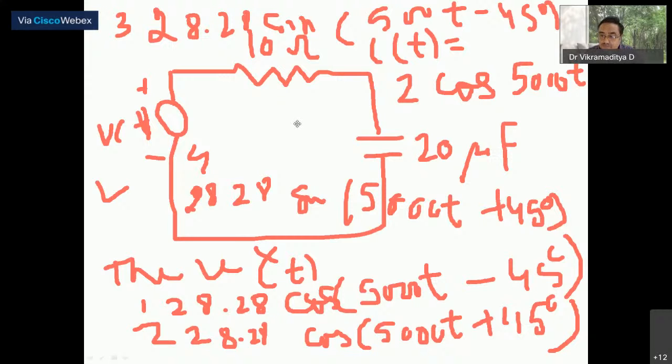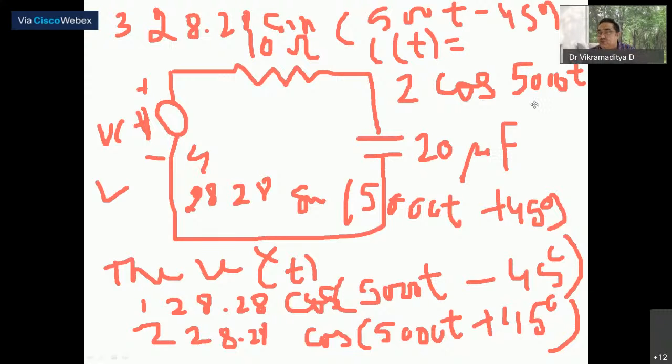Okay, so current will lead the voltage. This is very clear. Now you can see that current is given as 2 cos 5000t. So it has been chosen, its phase angle is 0 degree. Okay, so definitely the current will lag. Sorry, the voltage will lag.